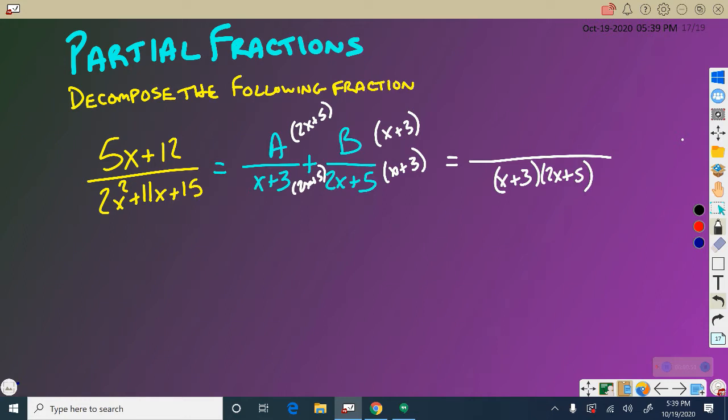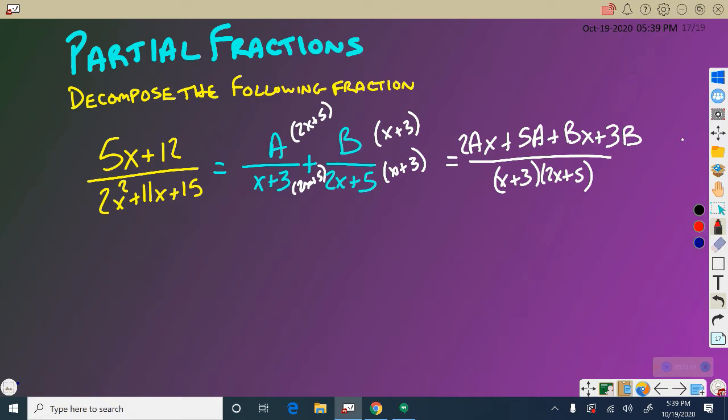My numerator now, I have a times 2x plus 5. So I'm even going to distribute through right now. 2 times a times x, plus 5a. And then I'm going to have a bx and a 3b. And what we do with that is we're going to make our two different equations.